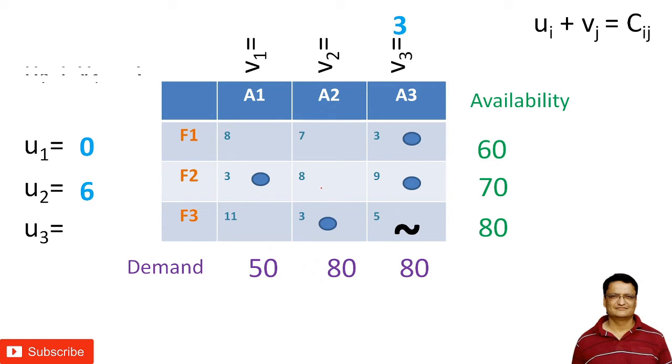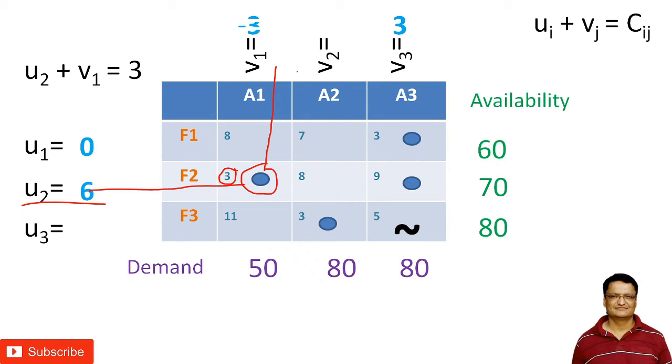Now we have to consider the next occupied cell, and the cell we will select will be this cell, because I already know u2 and I can find out v1. So corresponding to this cell, this will be u2 plus v1 is equal to 3, and I know the value of u2 is equal to 6, so the value of v1 will be given by -3.